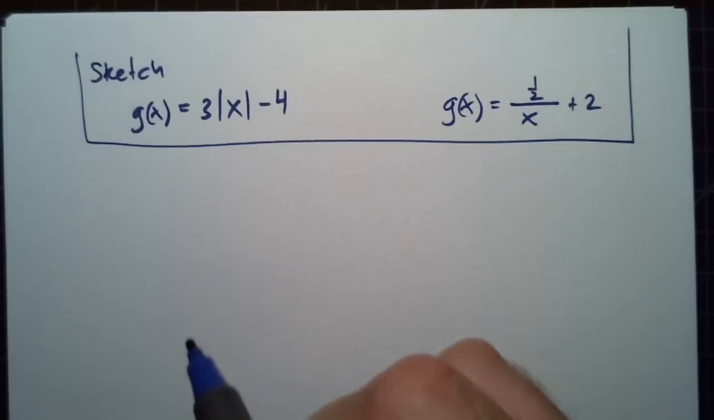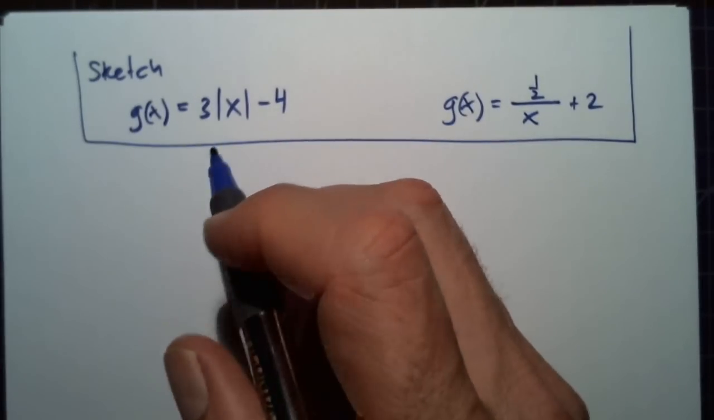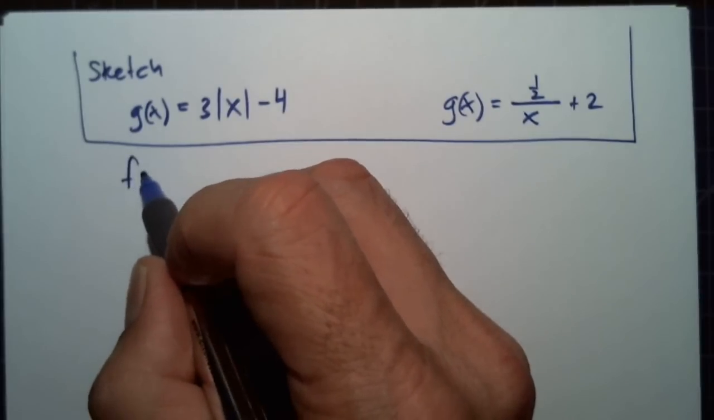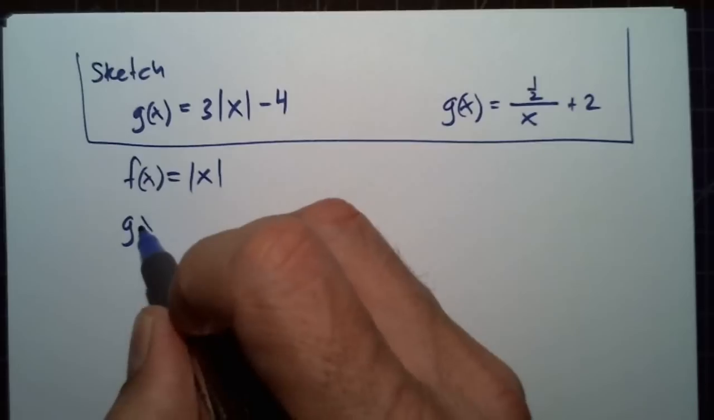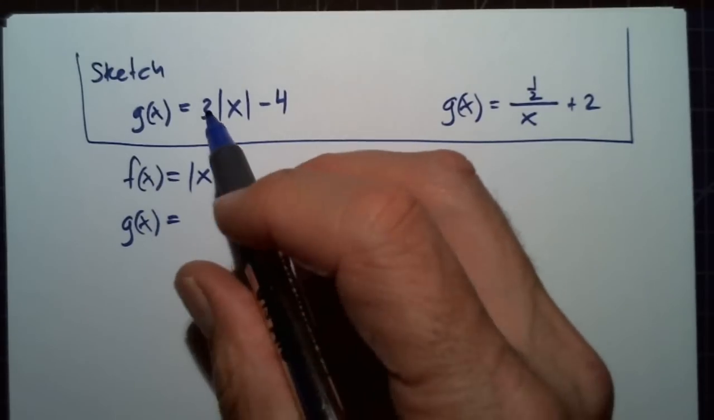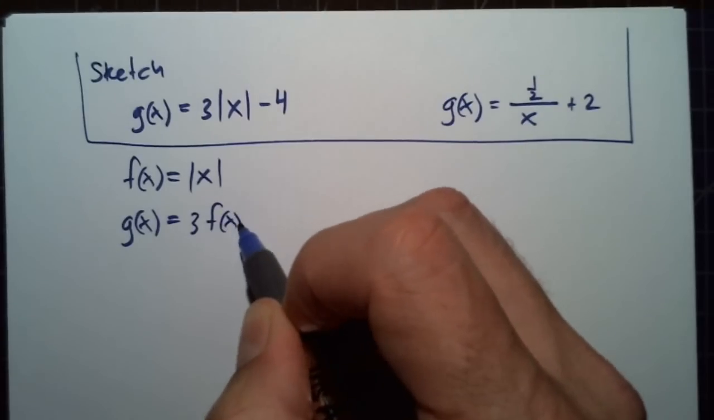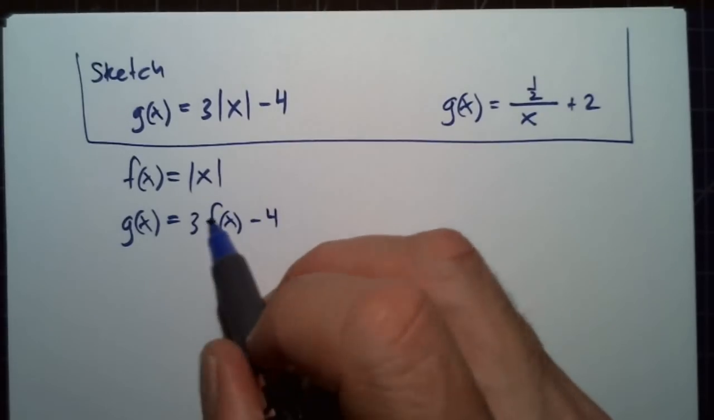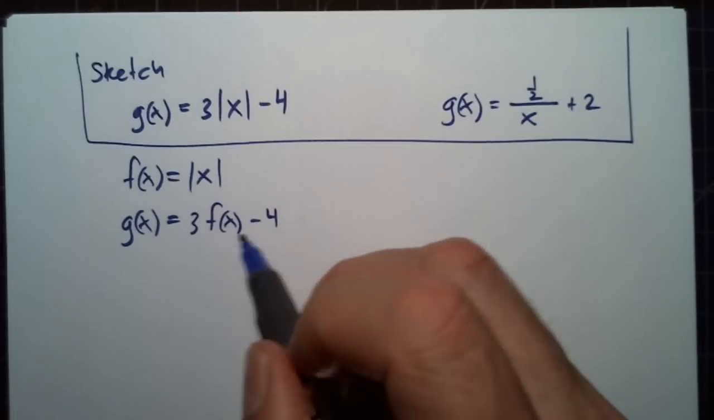Okay, so now we have a translation and a dilation. Let's identify the parent function, and then we'll write g of x in function notation in terms of f. 3 and 4 are on the outside, so we have 3 times f of x minus 4. So that shows that the transformations are vertical.